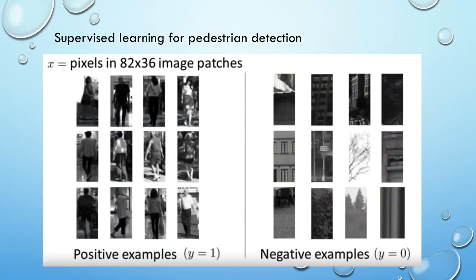The larger the training set, the better. You can have 1,000 or 10,000 examples. Then you use these training examples to train a classifier. We set y equal to 1 for a positive example and y equal to 0 for a negative example. Once we have this classifier, we can apply it to our images.